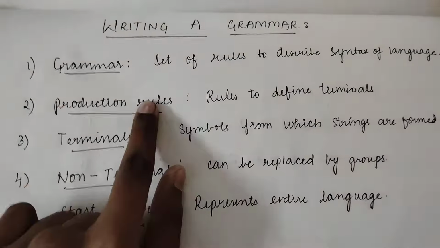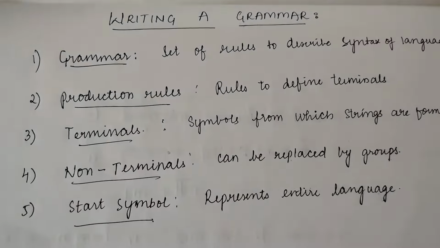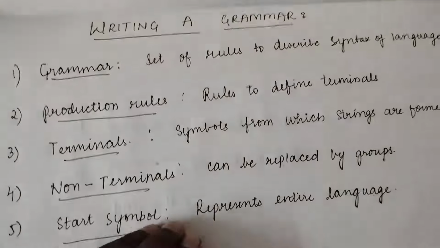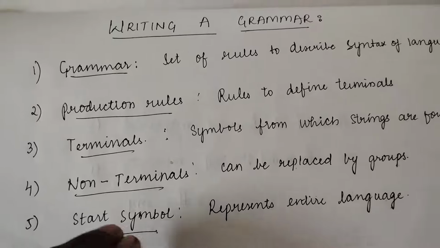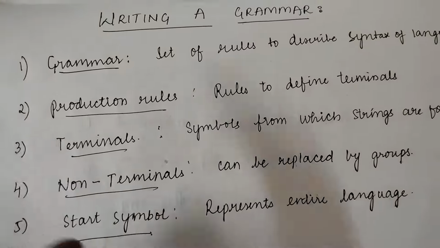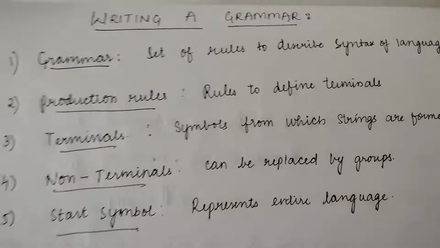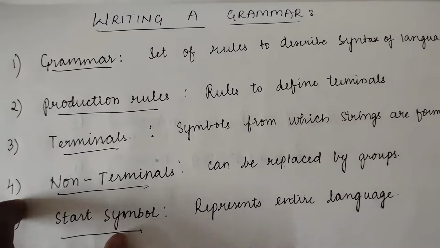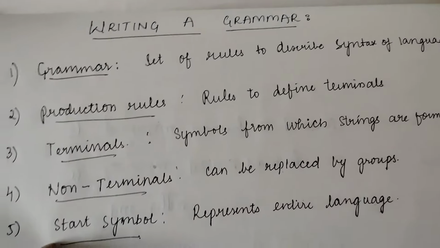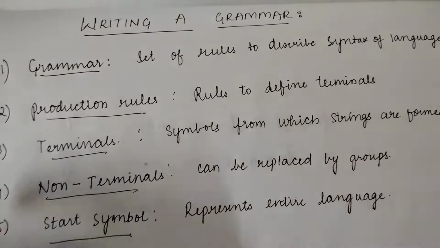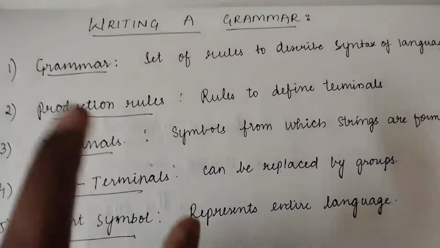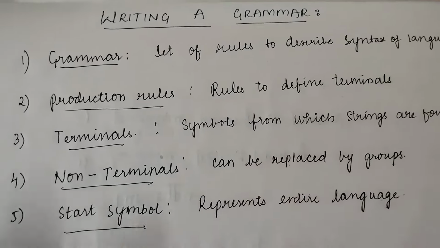The next one is production rules. What do production rules do? They are basically the rules that define how terminals, which we learned about in the previous video, which are basic symbols, and non-terminals, which are intermediate symbols, can be combined to produce strings in the language. These are production rules.